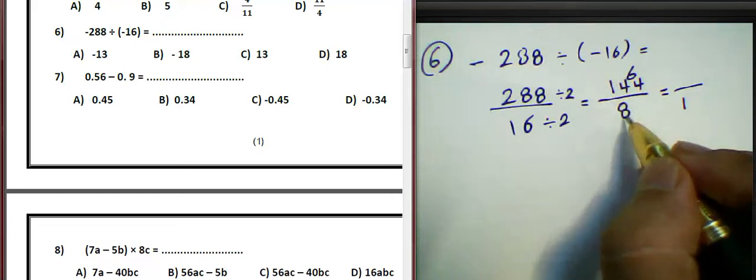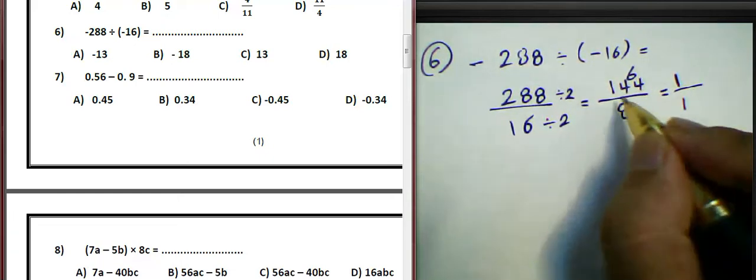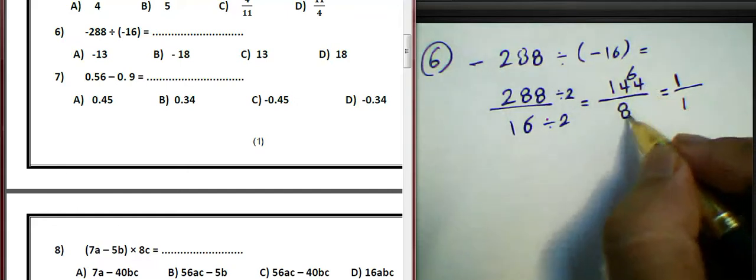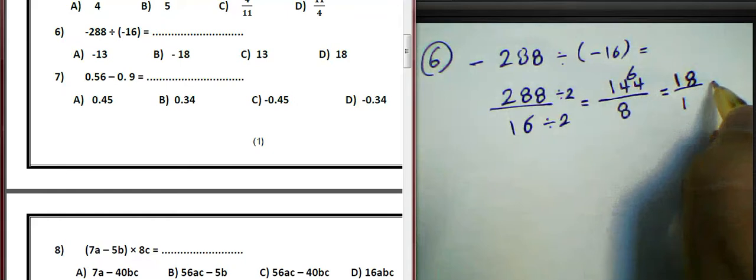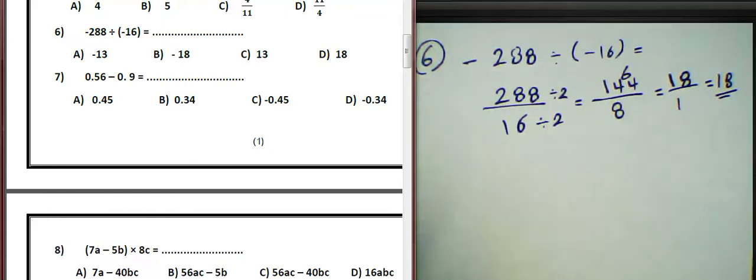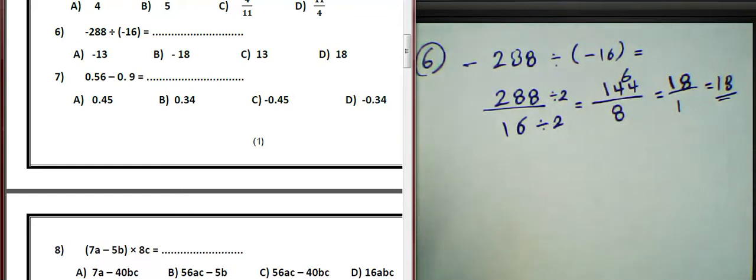64 divided by 8 equals what? 64 divided by 8 equals 8, because 8 times 8 equals 64. So the result will be 18. The result will be 18. So you must choose letter D about question 6.